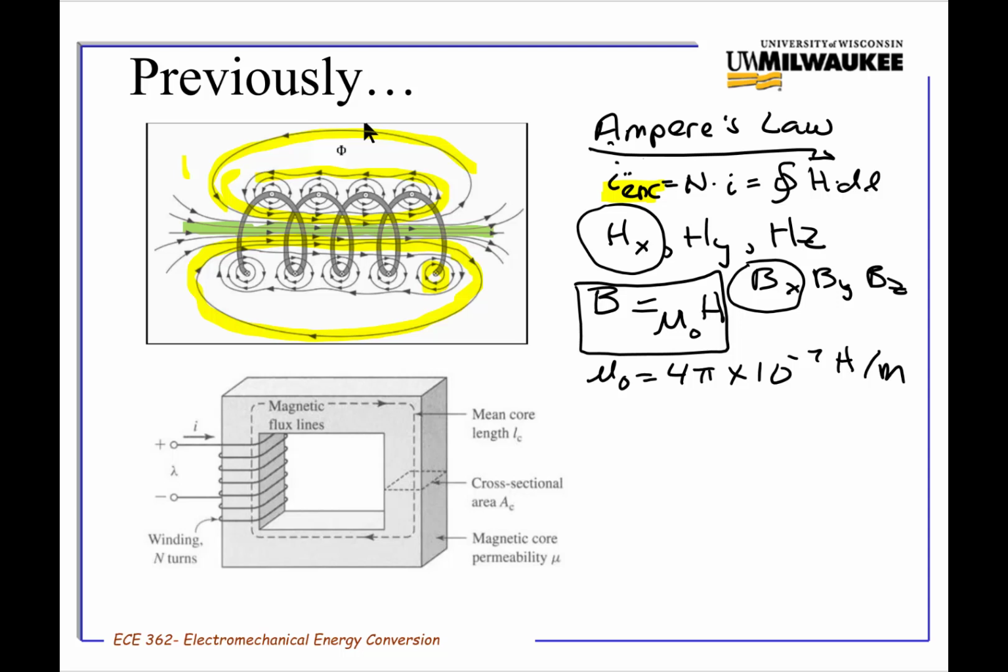One other thing though, I mentioned flux. What is flux? The flux would have this symbol here, and it is the integration of the orthogonal component of the B across a surface area.